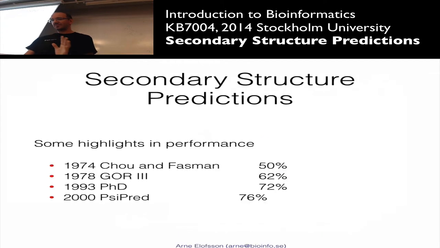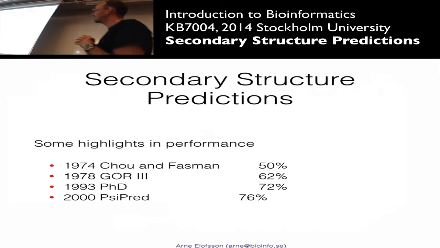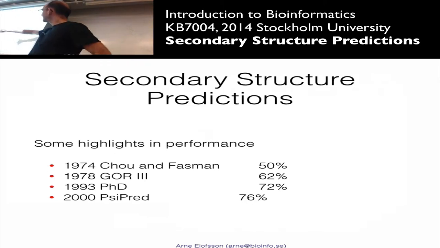Okay, so let's just mention, what can we do to predict this? This is basically how well we can do it. I will talk about these methods after a break, but basically, starting with the Chou-Fasman methods in the 70s, you had on the order of 50% correct secondary structure prediction. Then there were the GOR methods, which were probably state of the art until almost 1990, with on the order of 60%, 65%.